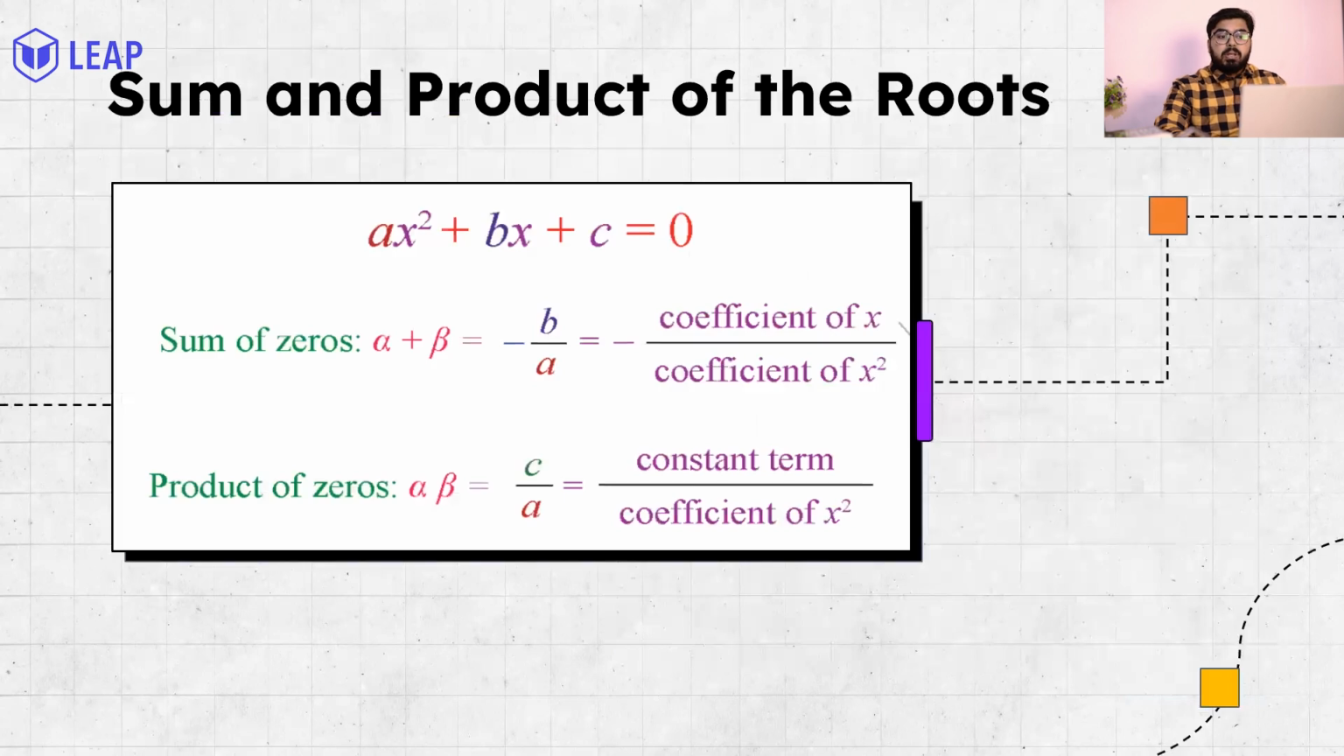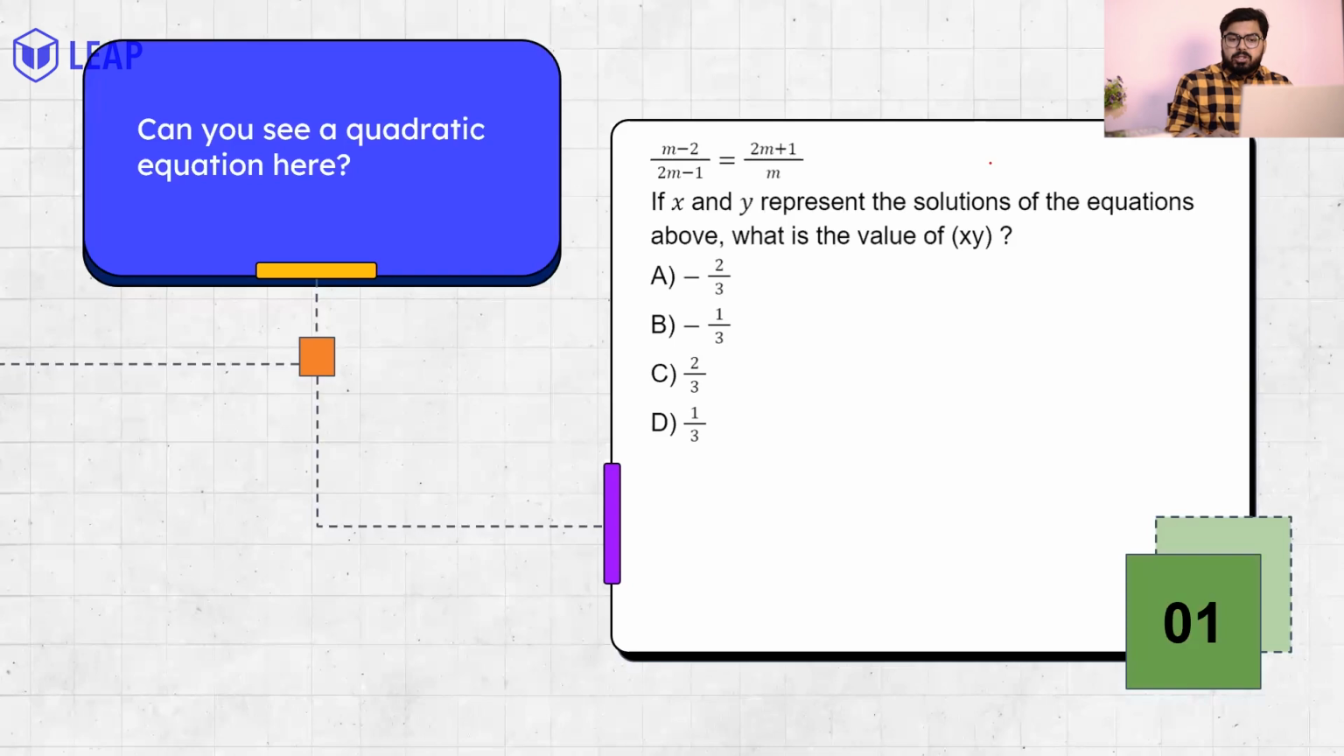Okay. Now, sum and product of the roots. The sum of the roots is given by minus b by a, remember, and the product of the roots is given by c by a. What is a root? You remember, the root is nothing but the x-intercept of the parabola, right? So the sum of the x-intercepts of the parabola is minus b by a, and the product is c by a. Okay. Next question. This question says that if x and y represent the solutions of the equation above, what is the value of x into y?